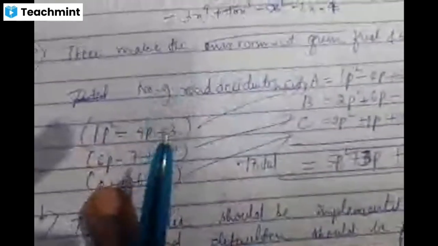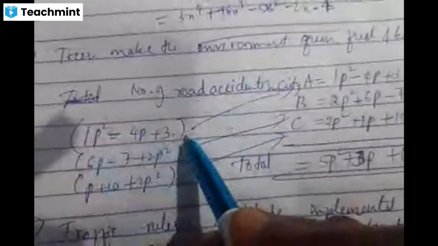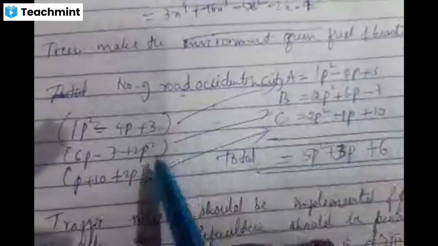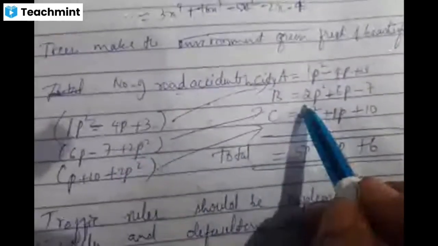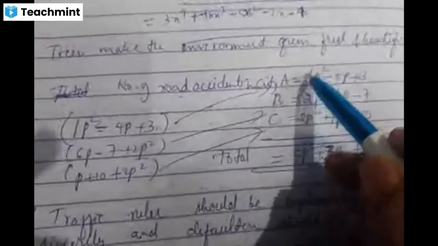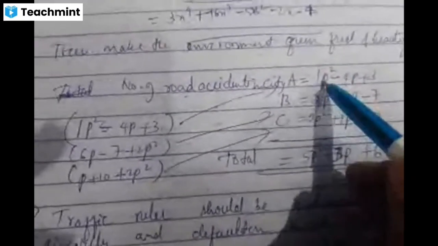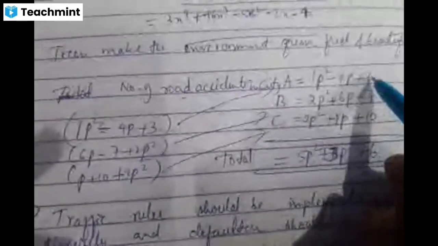So what is the method, children, to add? First what I do, I take the number of accidents, I write as it is. But to write the number of accidents in city B, what I do, I take 2p square first. Because in the above term we have p square term, so I write below p square term. Below p term I want p term, that is 6p. And below constant I need constant. This is not only 7, you should also carry minus with 7, children, minus 7.